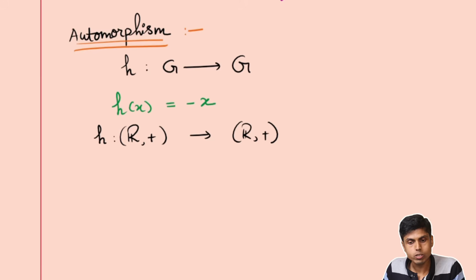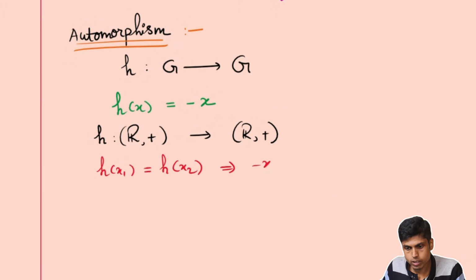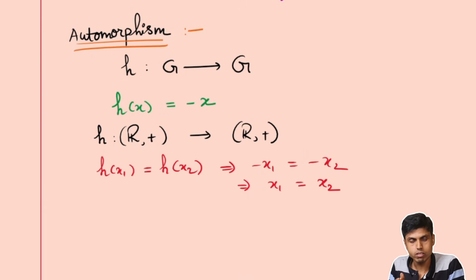And it is also injective because if you assume h of x1 equals h of x2, that implies minus x1 equals minus x2, which implies x1 equals x2. This means it is both injective and surjective, implying that it's bijective.